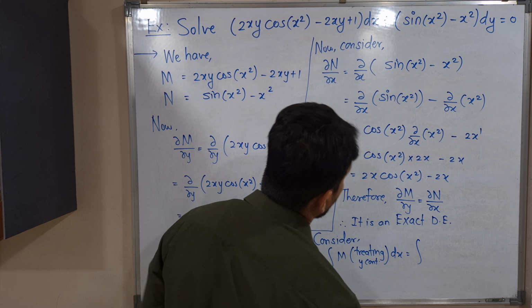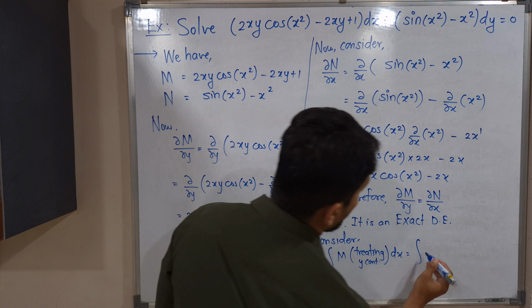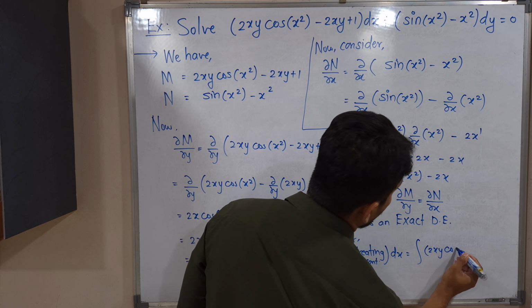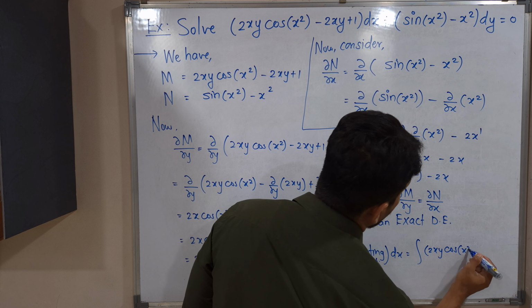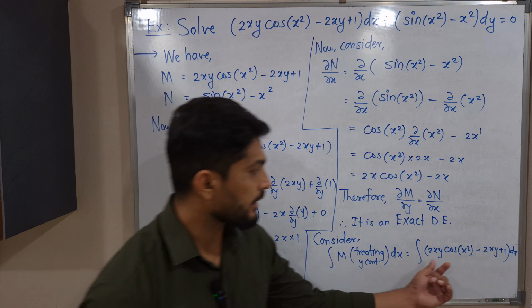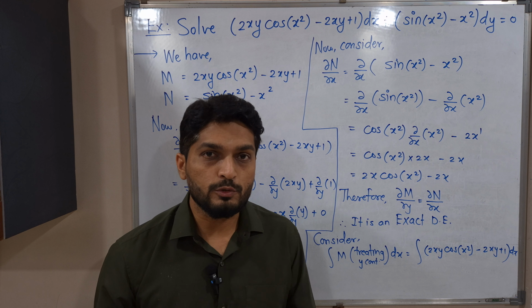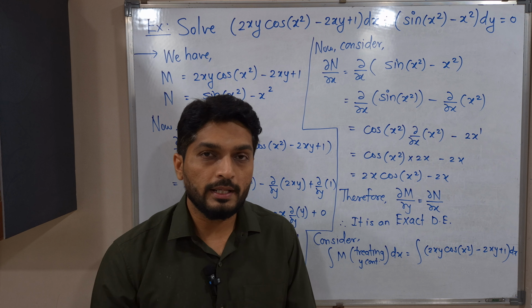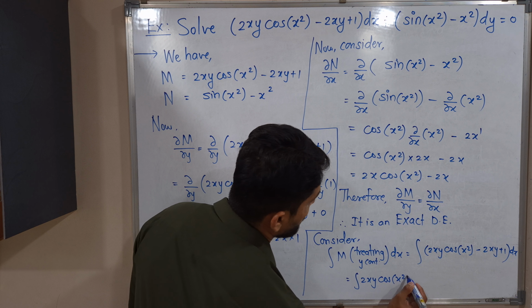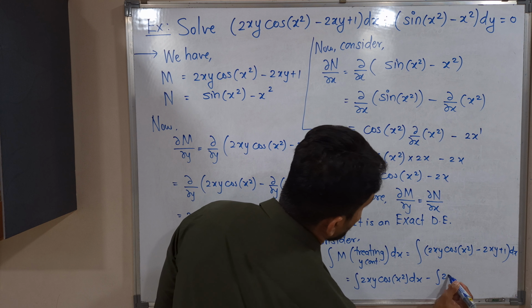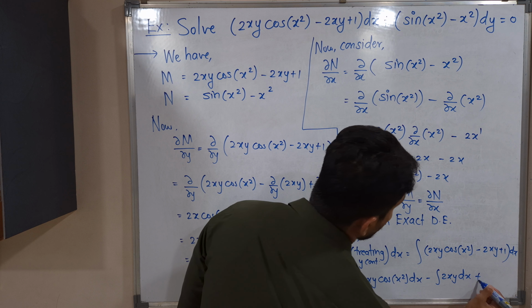So let me write what is my M. My M is this one, 2xy cos x square minus 2xy plus 1. And we have here dx. We are integrating with respect to x. You can see there are three different terms, first, second, third, all separated by plus and minus signs. So I will take separate integrations. Integration of 2xy cos x square dx minus integration of 2xy dx plus integration of 1 dx.